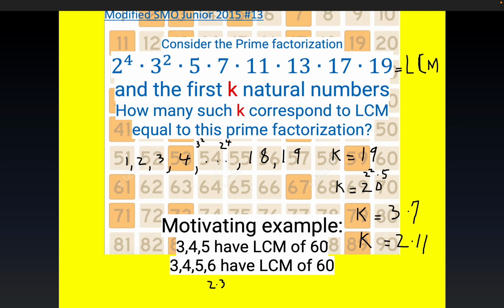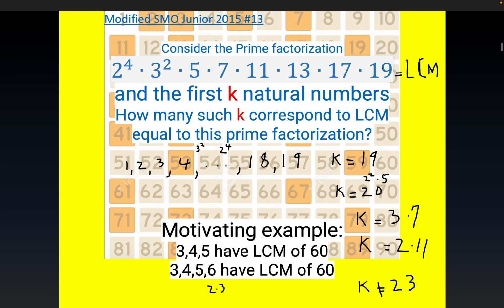So far we've produced 4 Ks. 1, 2, 3, 4. Now let's say that we consider K equal to 23. Well, hopefully that's clearly impossible here, because 23 would not be included in this prime factorization, right? So K cannot equal 23, because it would violate the fact that 19 is the largest prime divisor of our purported least common multiple.